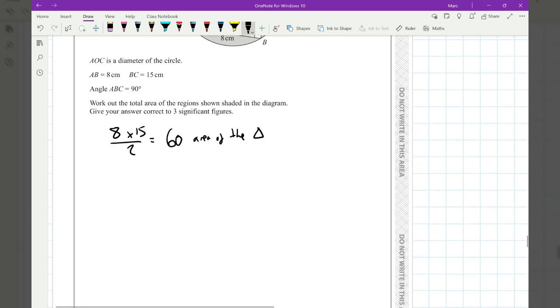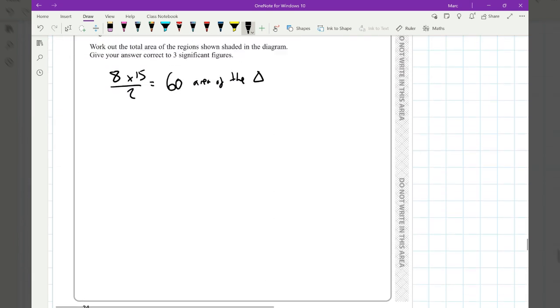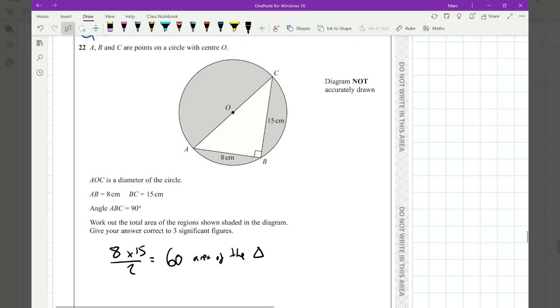And I reckon that out of 5 marks, that's 1 mark.